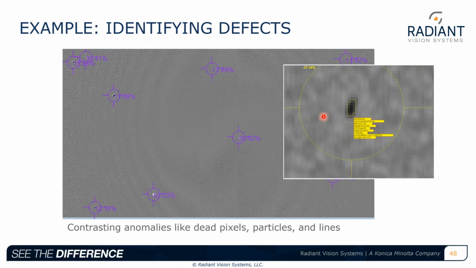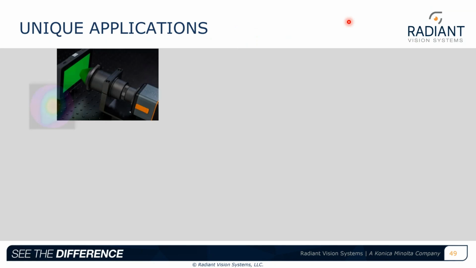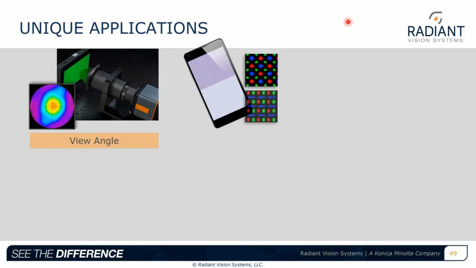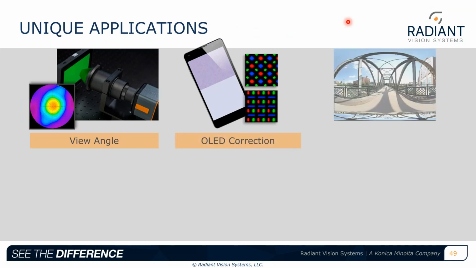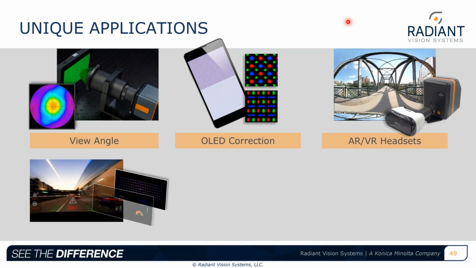Additionally, we can find defects such as dead pixels, particles on the actual outside of a display, or line defects. So here's just an example of it zoomed in, and we found that there was a cluster of dead pixels here. Radiant also, in the last couple years especially, has really been on the forefront of new technology and creating new measurement systems around that new technology.